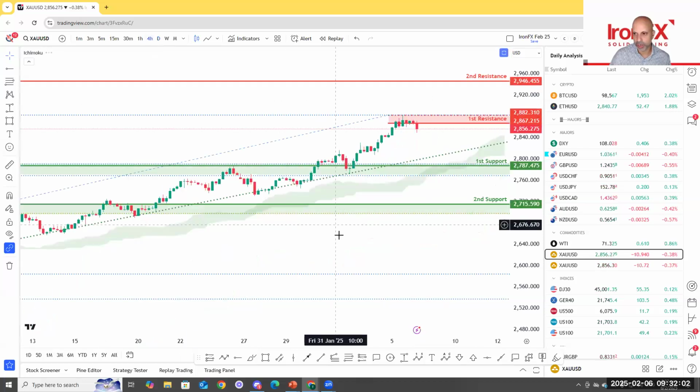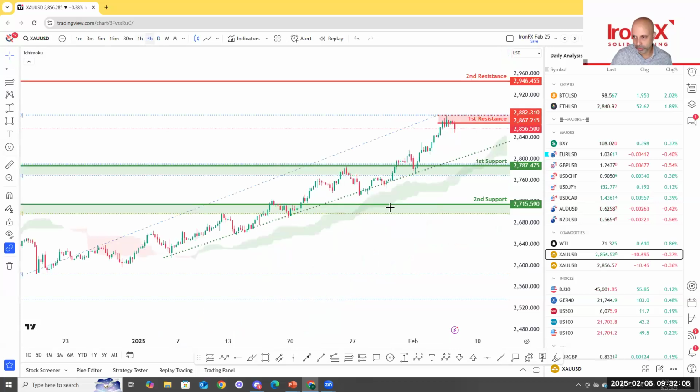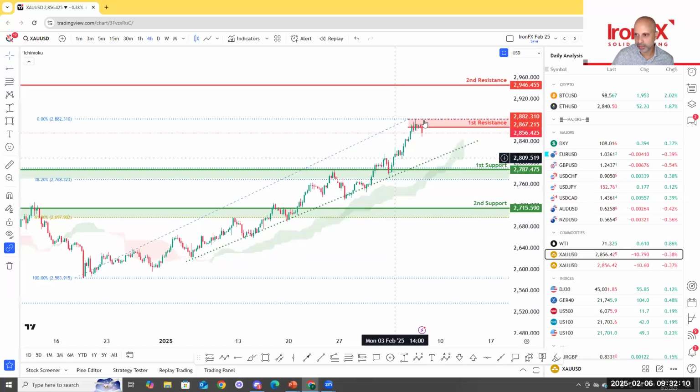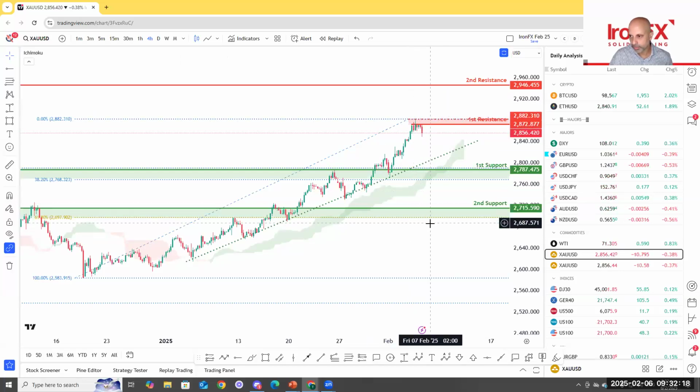Now let's move on down to the 4-hour time frame and see if we need to fine tune the analysis. Right, okay, you can see here on the 4-hour time frame, we would be using the body of the candle to identify the resistance zone. And it's pulling back here. So you can see even on the 4-hour time frame, gold is continuing to trade above the green Ichimoku cloud.